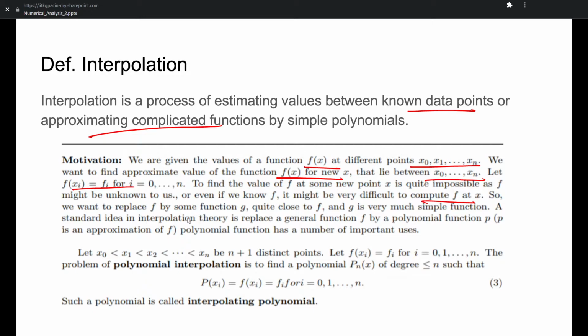So we want to replace f by some function g quite close to f, and g is a very simple function. The standard idea in interpolation theory is to replace a general function f by a polynomial function p, and this function p is called the interpolating polynomial. Now, if we have n plus 1 distinct points and f(xi) = fi for i = 0 to n, then the problem of polynomial interpolation is to find a polynomial pn(x) of degree less than or equal to n, such that p(xi) = f(xi) = fi for all i from 0 to n.